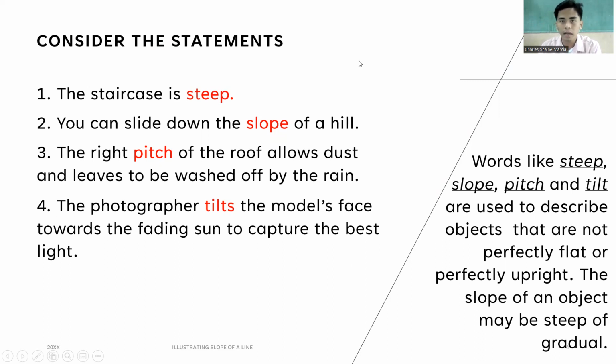And the slope of an object may be steep or gradual. Pag sinabi nating steep, halos malapit na siya sa vertical. Okay? Masyado na siyang matarik. Katulad nito. Masyado na siyang matarik. Pero that's still a slope because perpendicular pa rin siya. Okay? And yung gradual naman is malapit na or medyo pahiga na tingnan. Okay? Alright. So, next slide.